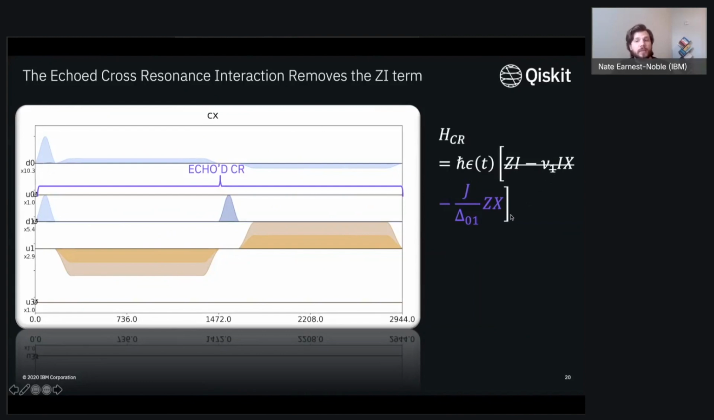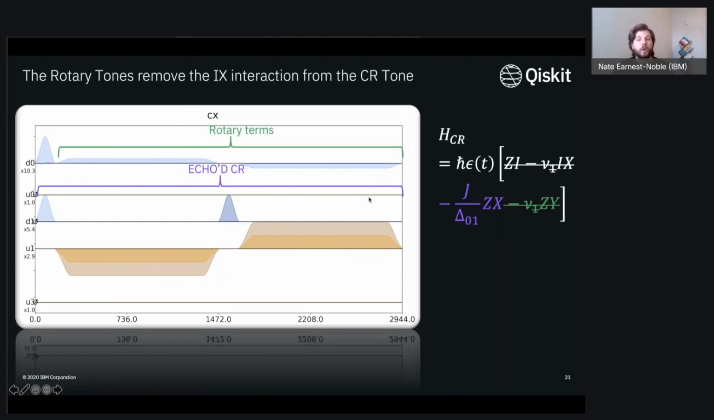However, there exist some other ones that I haven't drawn or put into this Hamiltonian for the sake of simplicity. But you might take a look and see that there exist these other tones right up here on your target qubit. So these are what are known as rotary terms. These rotary terms help remove different interactions that I didn't highlight before, namely say this ZY type interaction or a ZZ type interaction. So it is now with this echoed cross resonance tone and with some rotary terms that we've now isolated that ZX interaction.